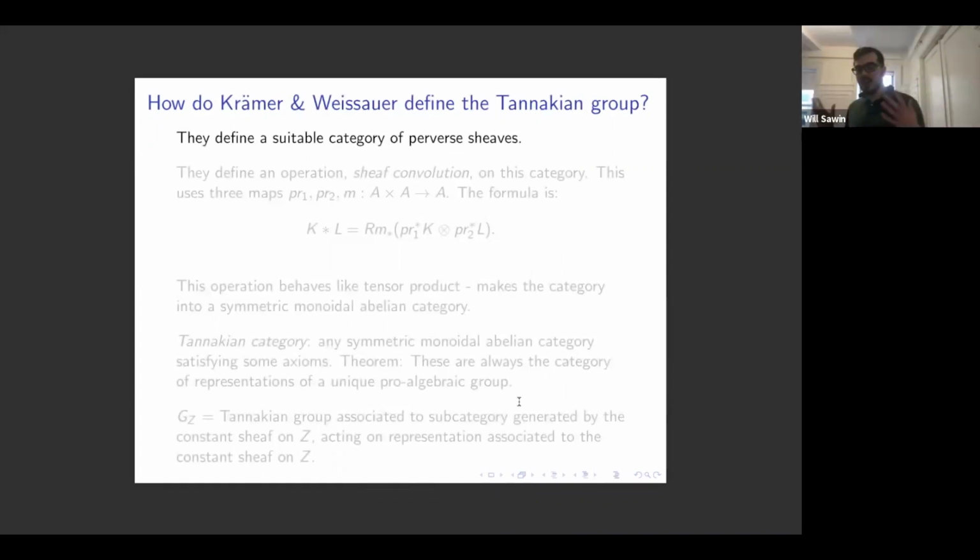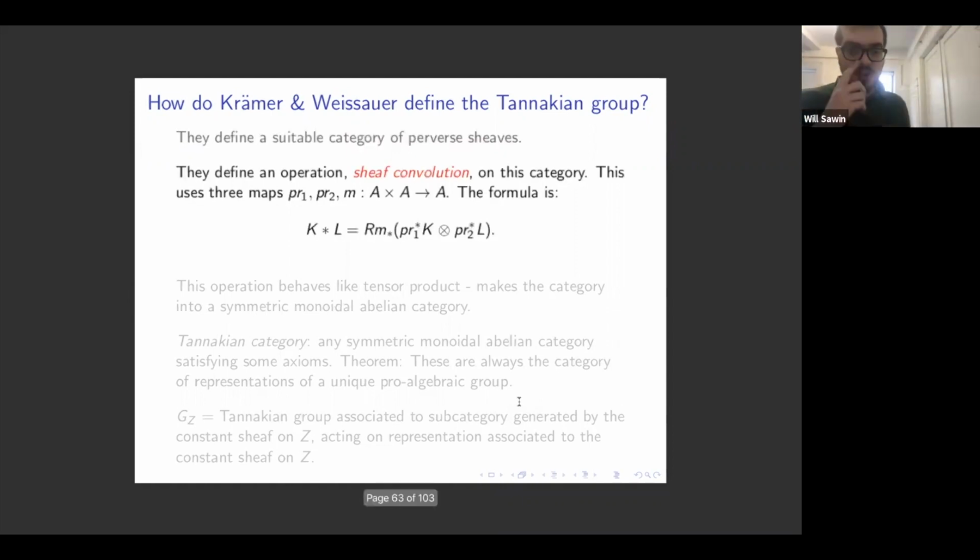So you probably wouldn't let me leave if I didn't tell you what the actual definition of the Tannakian group is. So let me now say what it is. The starting point for their definition is constructing a very nice category of perverse sheaves on the abelian variety. And they define an operation on this category called sheaf convolution, which uses three different maps from the abelian variety cross the abelian variety to the abelian variety. You can project into the first factor, you can project into the second factor, you can multiply.